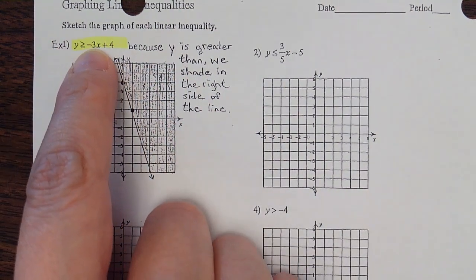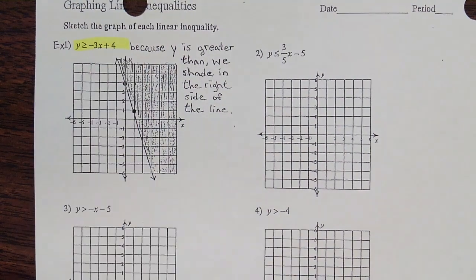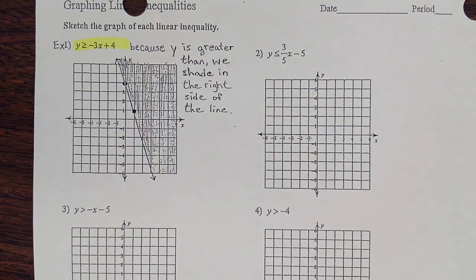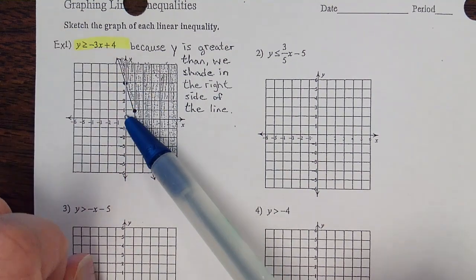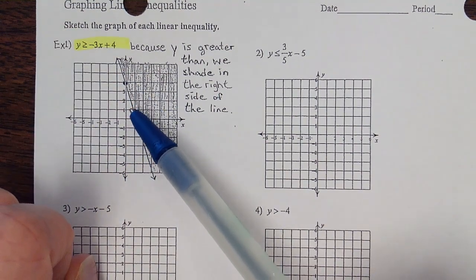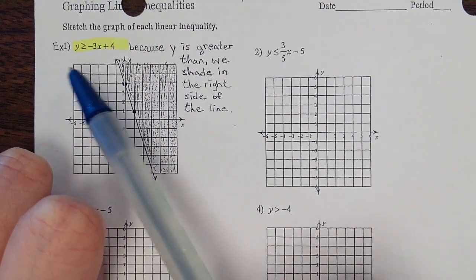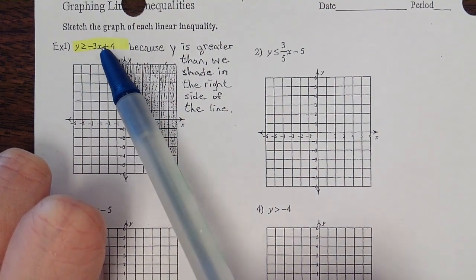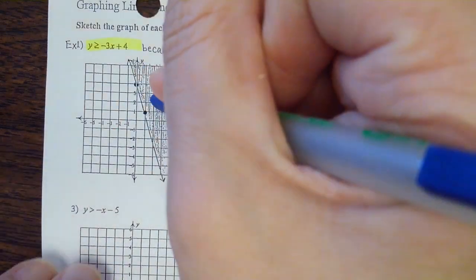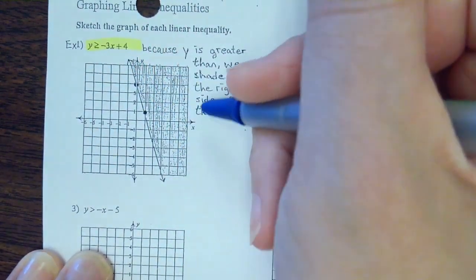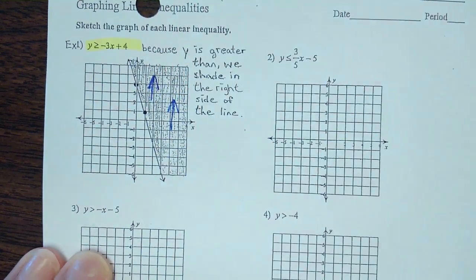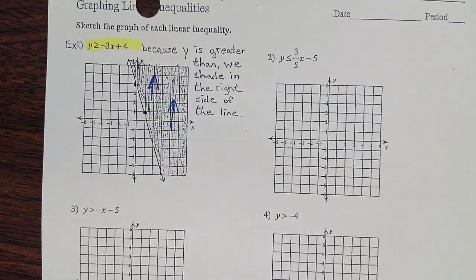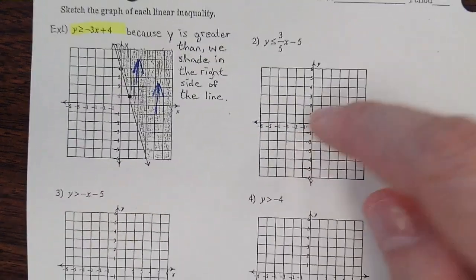So for example here, you would graph it exact same way as we did the last 10 graphs. Here, you plot that 4, and then -3, so you go down 3 over 1. There's my second point. I graph that line, but because it says y is greater than, anything above the line, I shade in the top part. So it's everything above the line. Okay? So let's try with this one then.